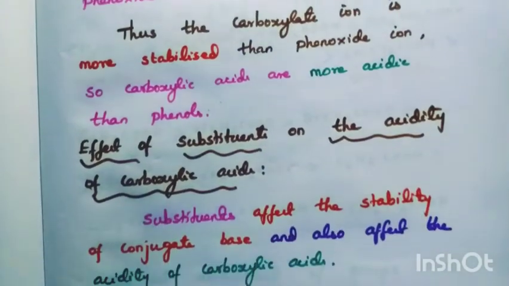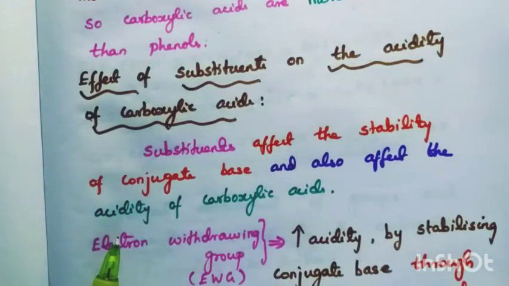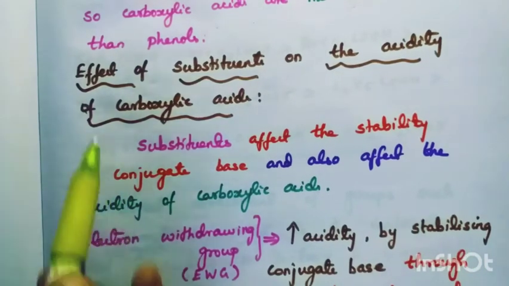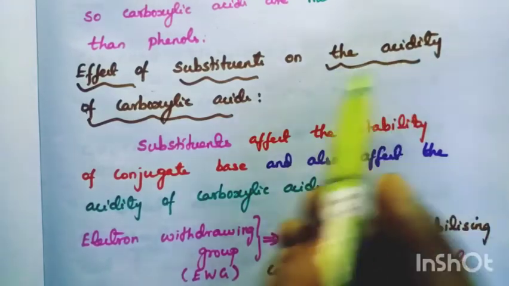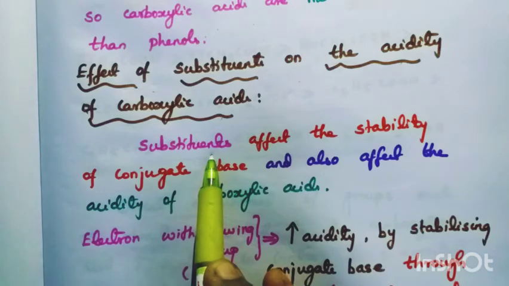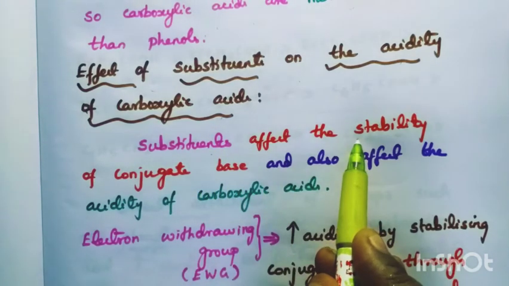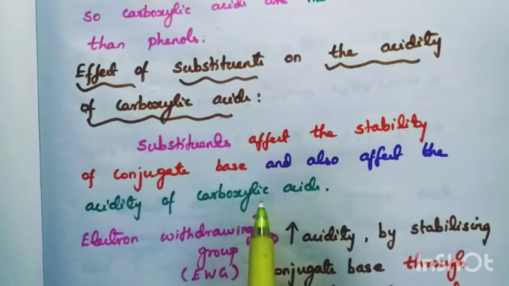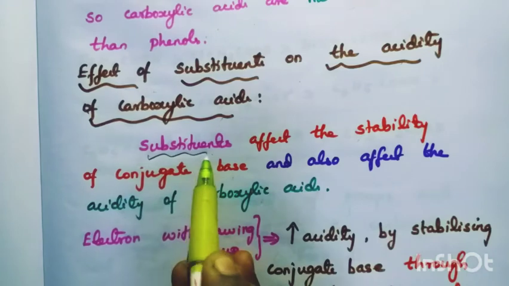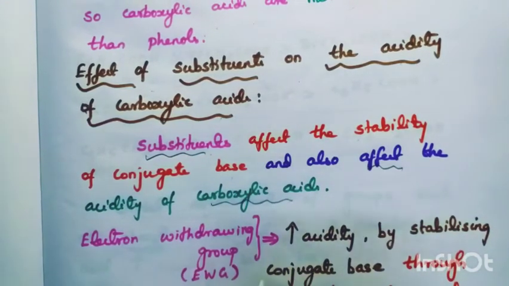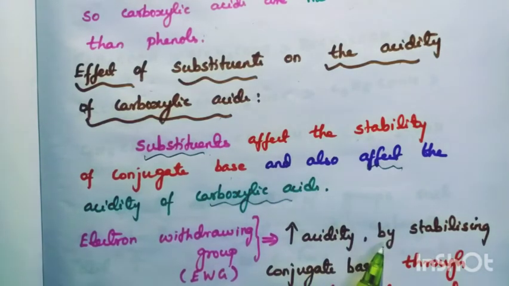Now, what about the effect of substituents on the acidity of carboxylic acid? Whether any substituent is there means whether it has a tendency to affect the acidity or not. Let's see this: effect of substituents on the acidity of carboxylic acid. The substituents, that means methyl, ethyl or chloro, bromo and so on, affect the stability of the conjugate base and also affect the acidity of carboxylic acid. Yes, the substituents affect carboxylic acid. We are going to see how.